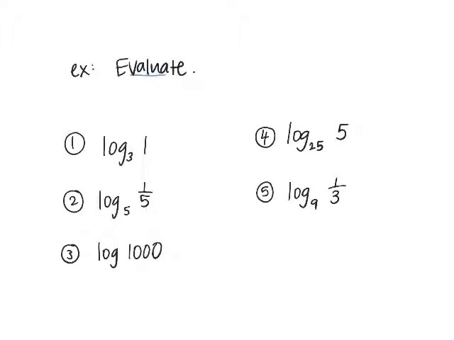Evaluate. Remember, that means just to find the value. What is log base 3 of 1? So you're asking yourself, 3 to the what power equals 1? 3 to the what equals 1? The answer is 0. What about here? 5 to the what power equals 1 over 5? That's negative 1. 5 to the negative 1 is 1/5.